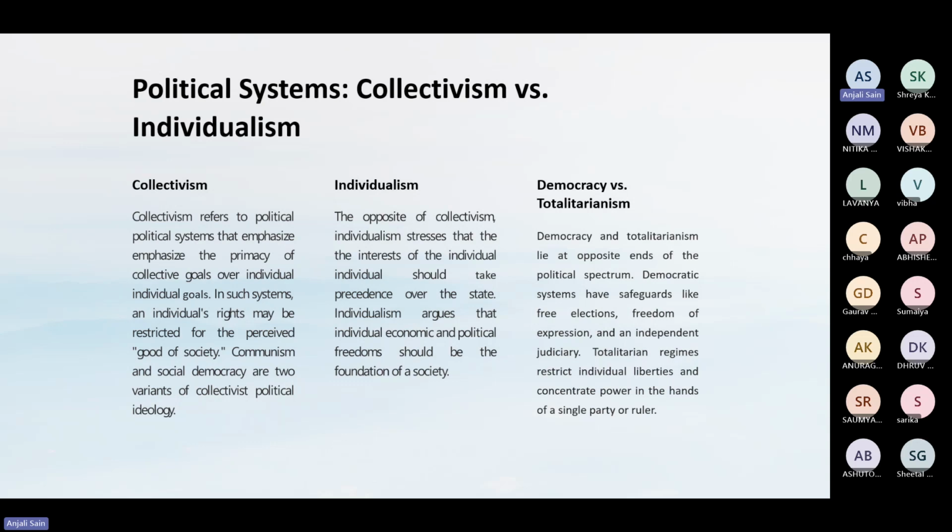Then comes the difference between a democracy and a totalitarianism. These two work on the opposite ends. Democratic systems have safeguards, like we have in India: free elections, freedom of expression, and an independent judiciary. However, totalitarian regimes restrict individual liberties and concentrate power in the hand of a single party or a ruler. Like in India's case, we are a democratic country, and the opposite of it would be totalitarianism.